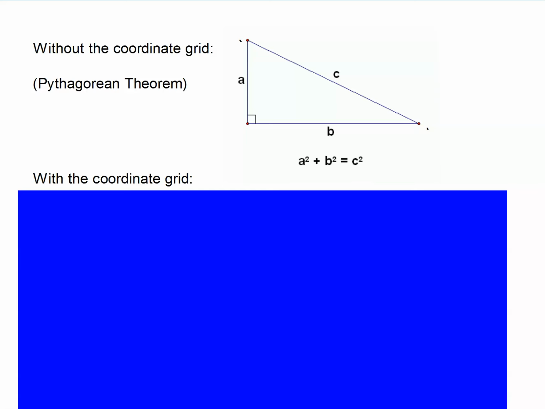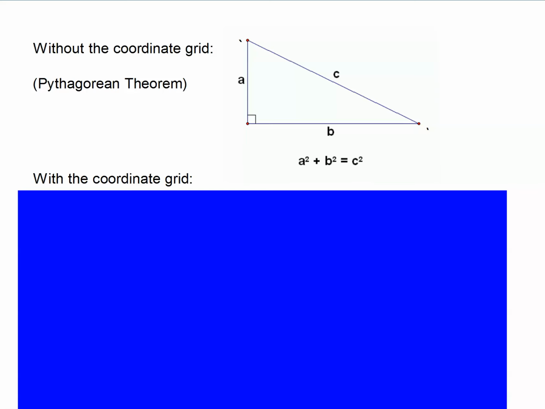If you don't have the coordinate grid and we're trying to find the measure of a slanted side, in this case the measure of C, we can make a right triangle below it, and A would be the vertical distance, and B would be the horizontal distance in this picture.